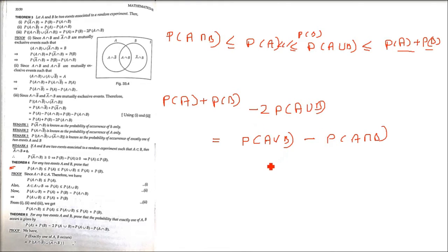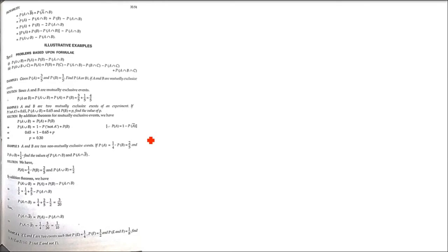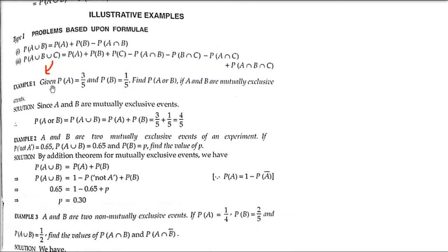Whenever a problem comes, we'll try to solve it by finding this A union B and A intersection B. So let us take the illustrative examples. There are different kinds of examples. Type 1 is problems based upon formula. So let us take the first one only. Let me just show you the example. It will be there in your book if you are following R.D. Sharma.